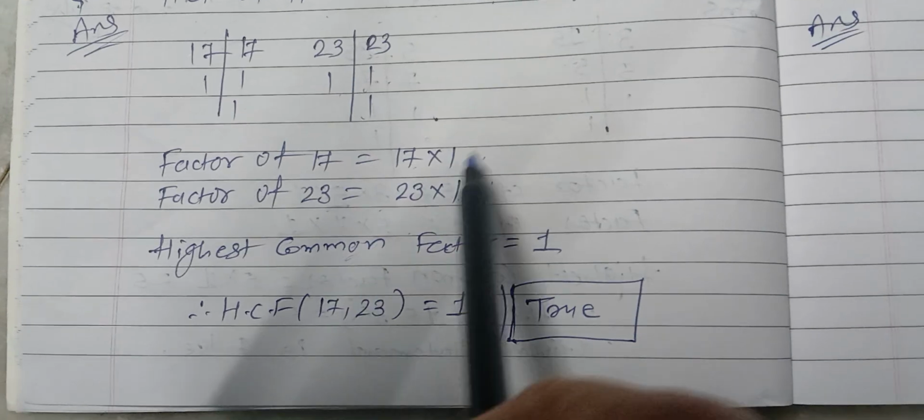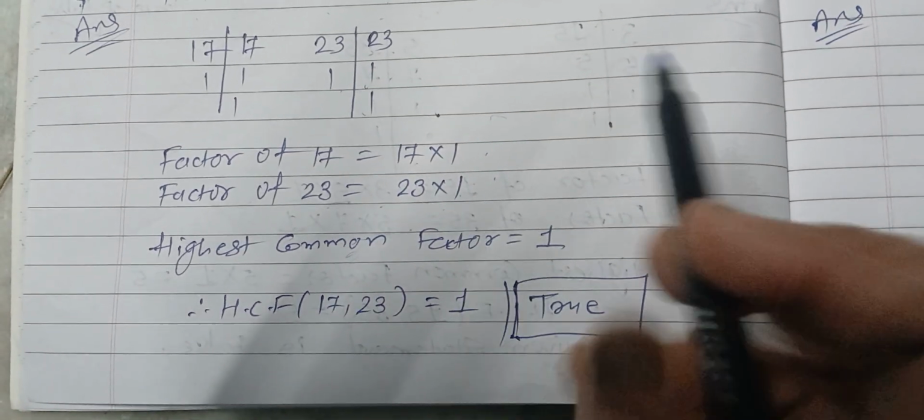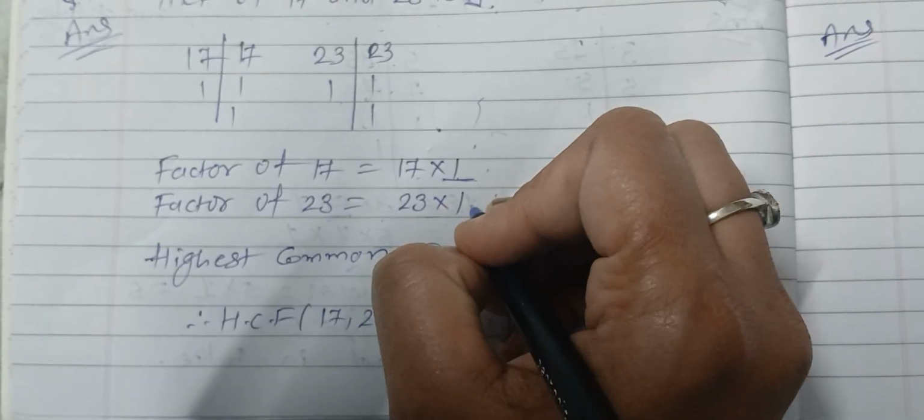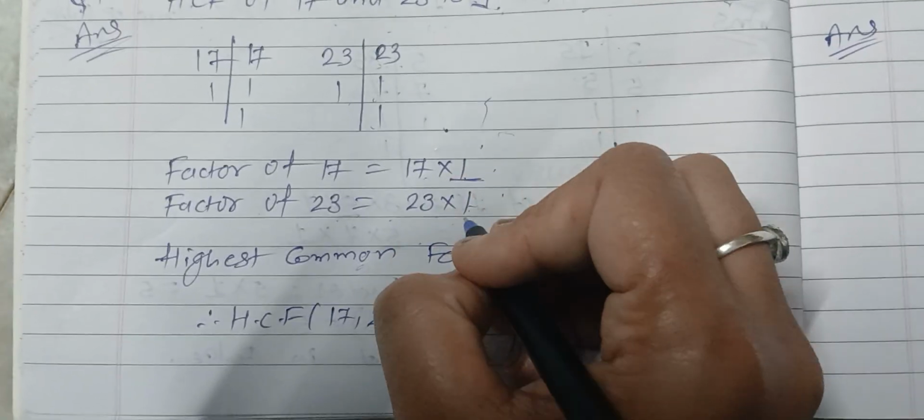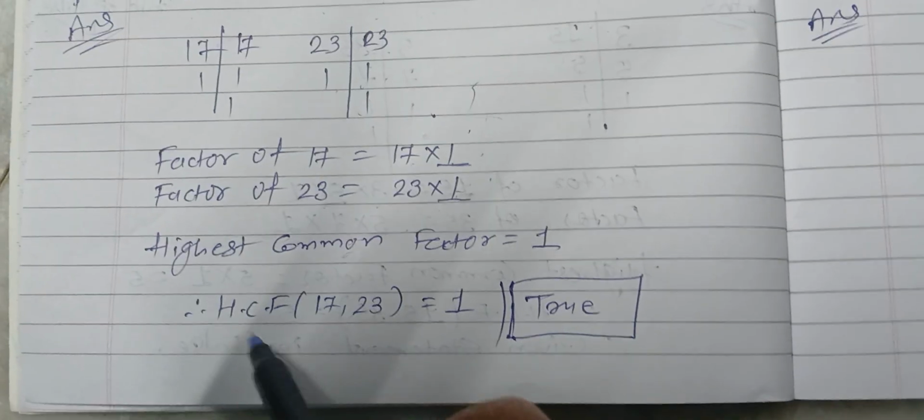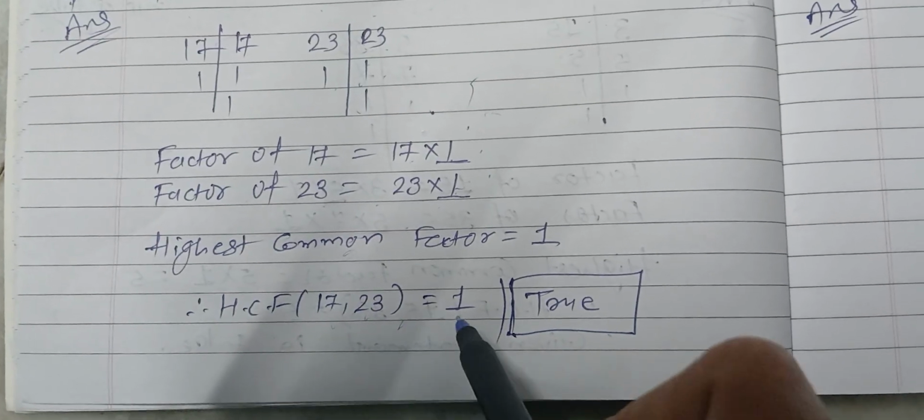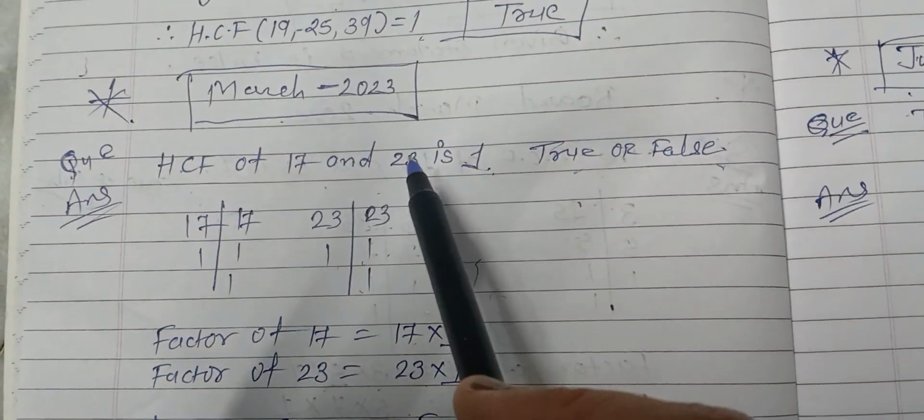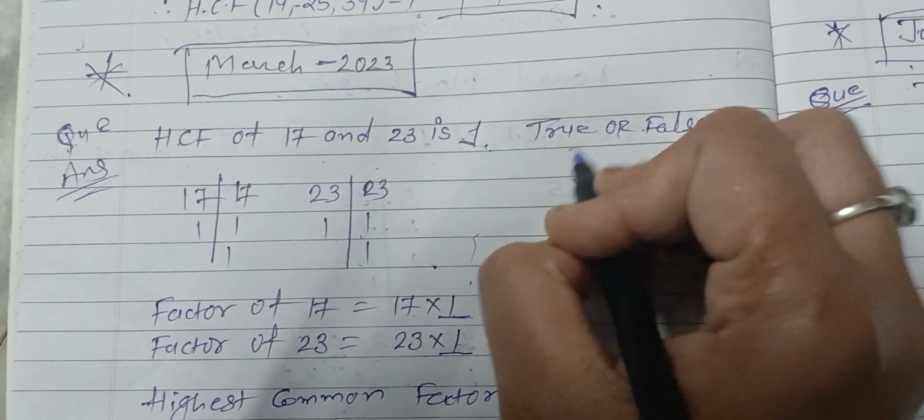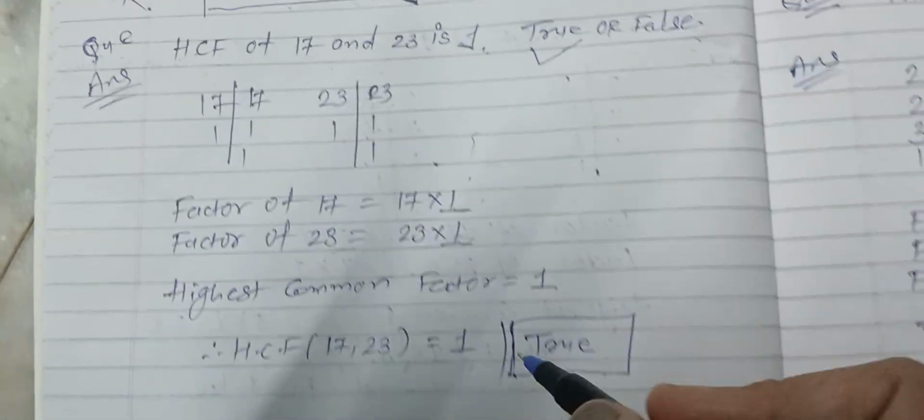Now what is the highest common between the two factors? We know the highest common factor is only 1, because 17 and 23 are very distinct, two different numbers. So the HCF of 17 and 23 is 1, and this is what has been asked in the question itself. It is 1. So this is a true statement.